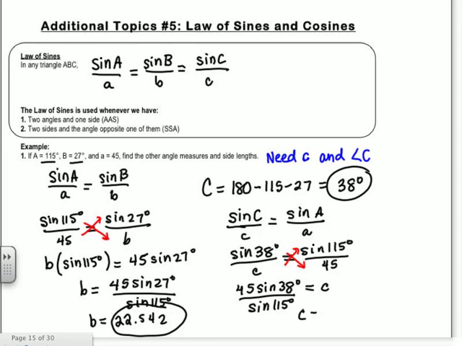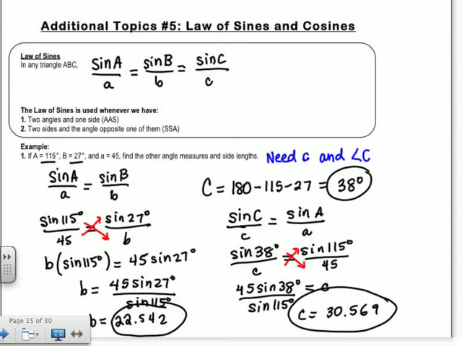Drives me crazy. All right, so I got C equals 30.569. Did you guys get that? All right, we're good. So these can be a little long. You have to find a lot of things, but they're not too bad. Okay, next up.